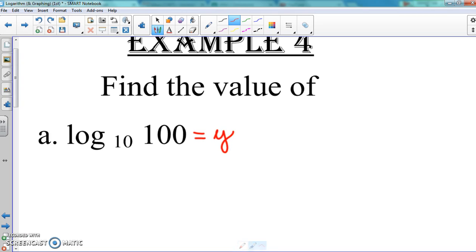So we say a is log 100 base 10 equals y. And again, let's move it around. Let's switch it around.